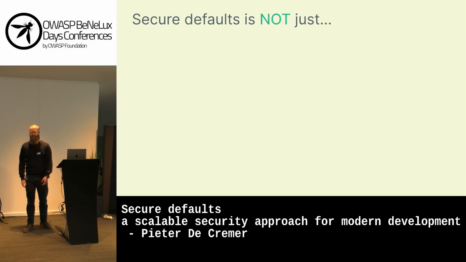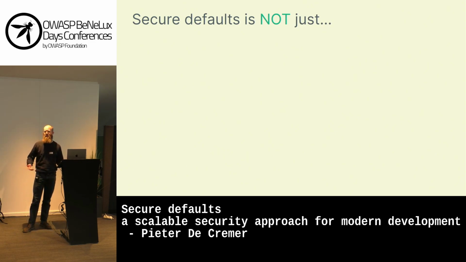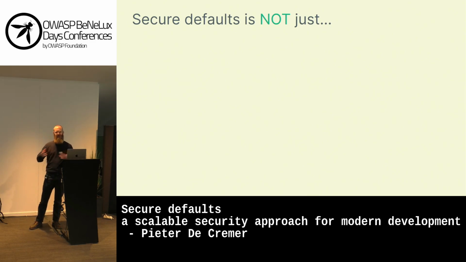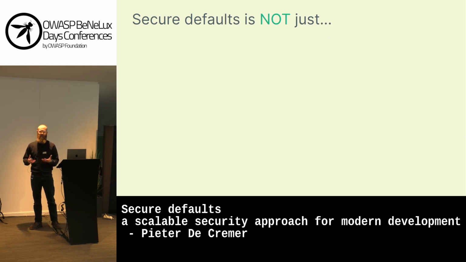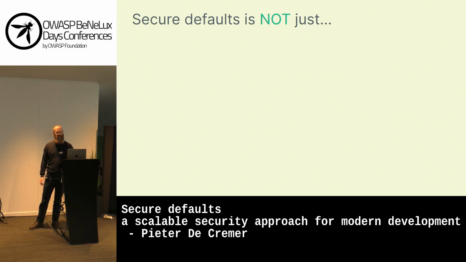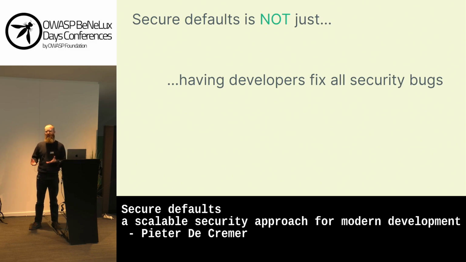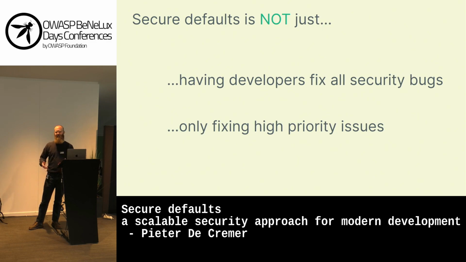But there are some misconceptions around secure defaults, around paved road security, that might cause your disbelief in this idea. With paved road security, we talk about sharing responsibility for security between developers and the security team. But it is not just handing developers the bugs and having them fix all the problems. And it's also not just fixing high priority issues. It's more than that, and we'll go into this today.